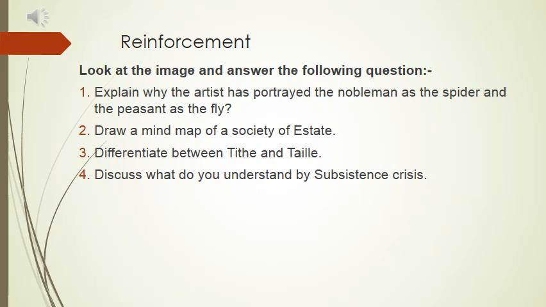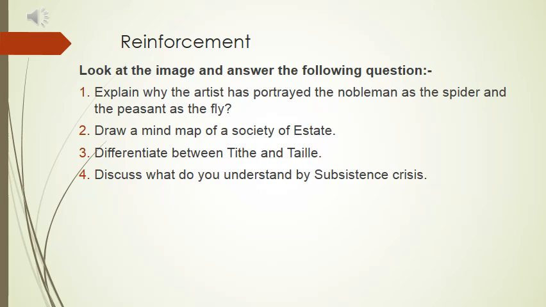Yes, children, this is your homework. This is the reinforcement. Now there was an image which was posted. Look at the image and answer the question: why has the artist portrayed the nobleman as a spider and the peasant as a fly? You know the answer. If you have a doubt, refer to a textbook, or you can do one thing: look at the picture. What is your interpretation of the picture? Please write that. The second question is to draw a mind map of the society of states.